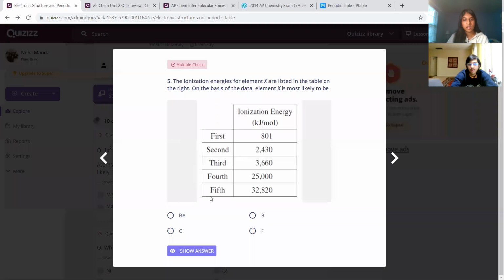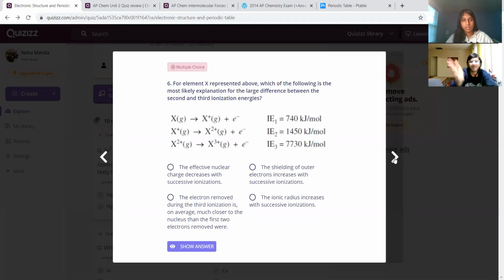Oh wait, so it's talking about, but it's between the third and the fourth, right? Mm-hmm. So first ionization energy. I think it should be there. B. I'm pretty sure. Okay. Yeah, your reasoning was fine. Like you said, because if the first ionization energy is high, that means it's in the first column, and your logic was perfectly fine.